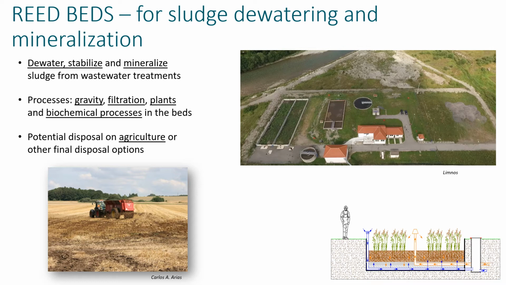On the first picture, you can see what sludge drying reed beds look like. These are green beds next to the wastewater treatment plant. It is an example from Mojkovac in Montenegro. The sludge drying reed beds were built in 2016 to minimize high operational costs of mechanical dewatering.